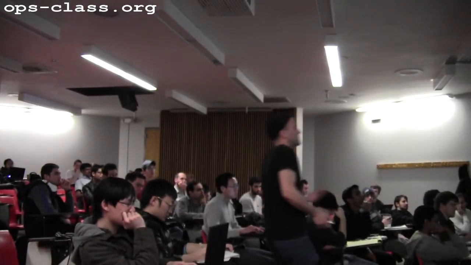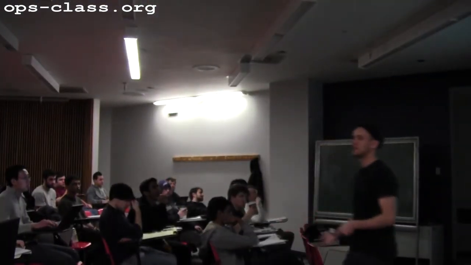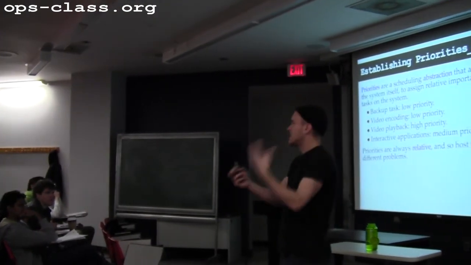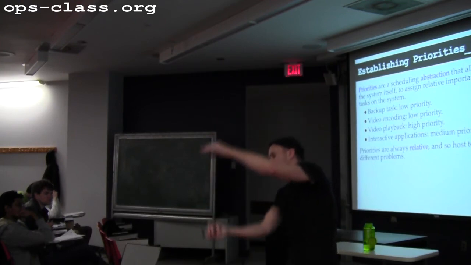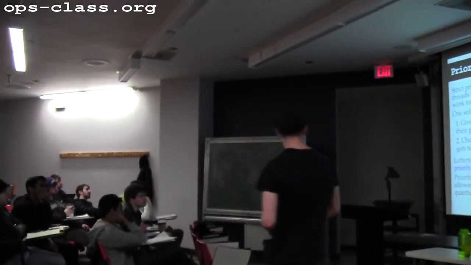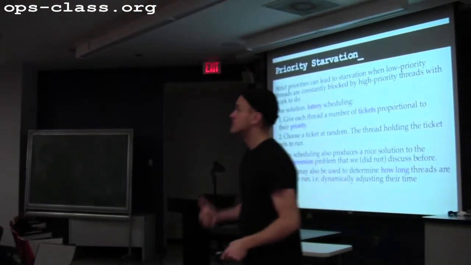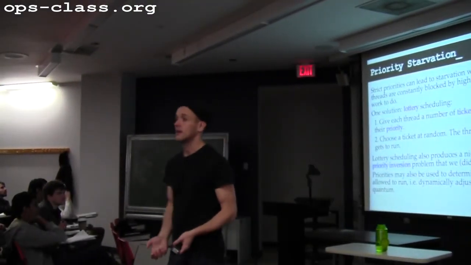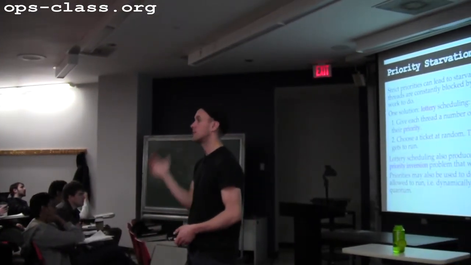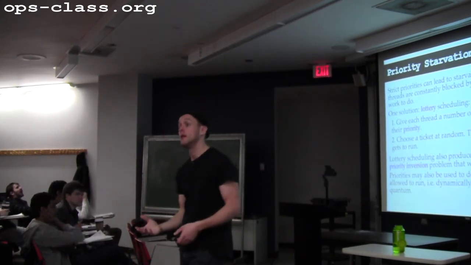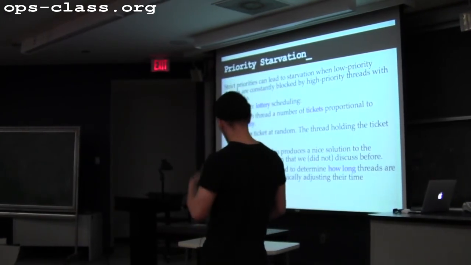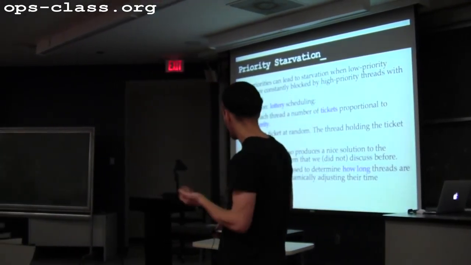Because priorities are relative, this creates issues. What you really want is an ordering, but that ordering can be established at a variety of different places within the overall priority scheme. One thing strict priorities can do is starve threads very easily. If I'm always running high priority threads that are ready to be run, I have a starvation condition where low priority threads may never have access to the CPU. One clever solution to this is something called lottery scheduling.